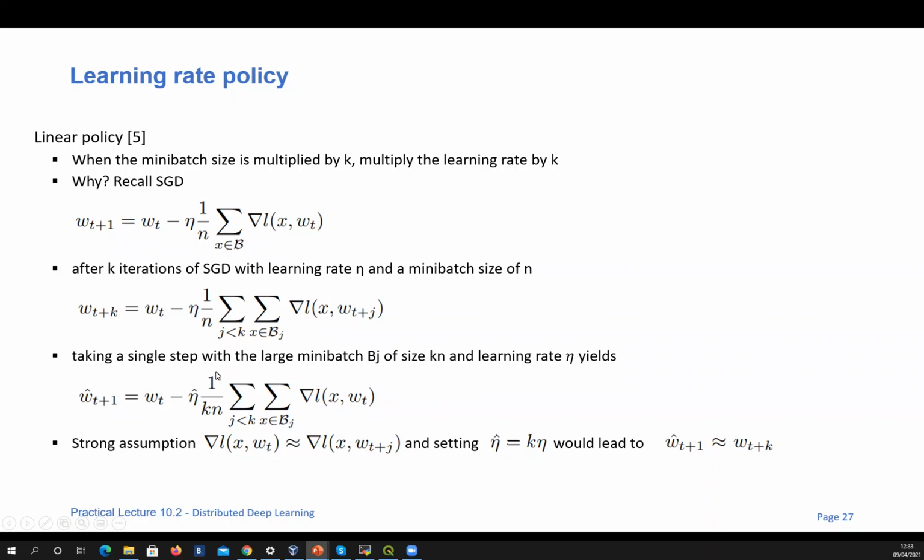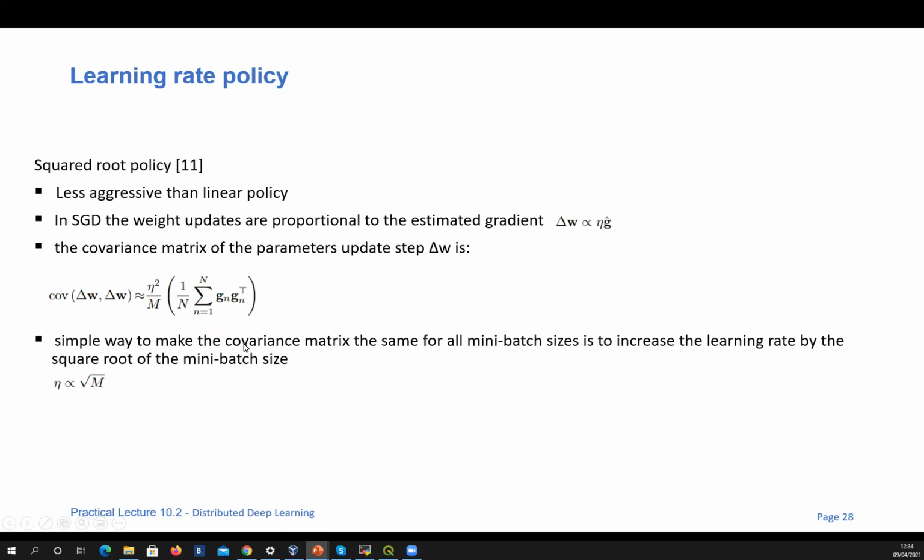Researchers proposed this: when you use larger batch sizes, the learning rate should be adapted in this way. So eta hat, which is the new learning rate, should simply be computed linearly, as a multiplication between the original learning rate and the number of devices that you're using for your distributed training. That's a very simple approach, but there are more complex approaches to decide which learning rate to use.